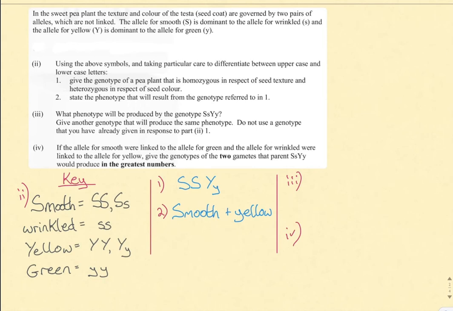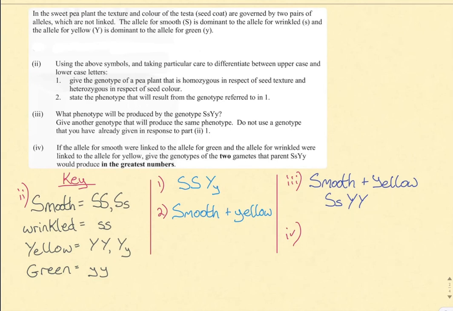Part 3 is looking for another phenotype. Again, refer back to your key. The answer is smooth and yellow. The dominant genes prevent the recessive genes from being expressed. The question also asks for a genotype that will give the same phenotype. The only option here is heterozygous for smooth and homozygous dominant.